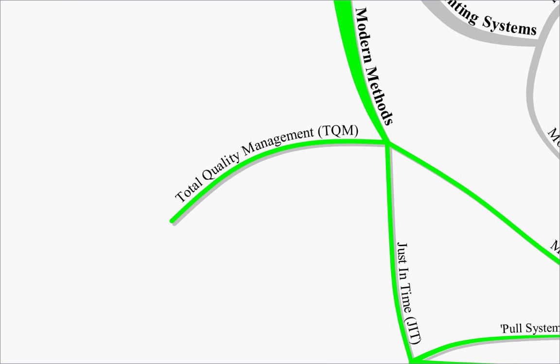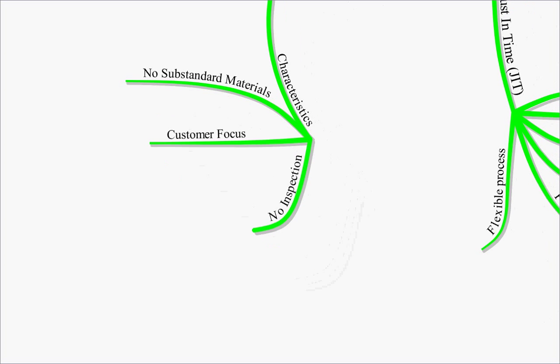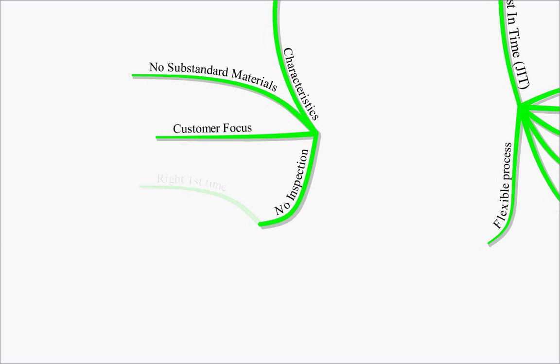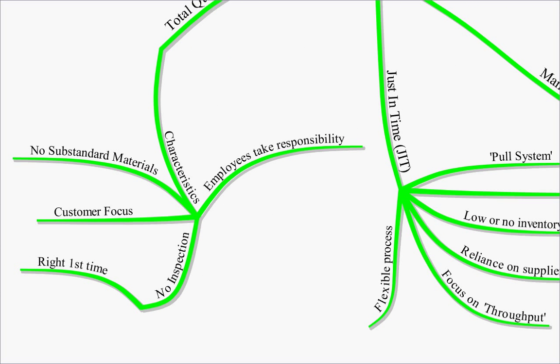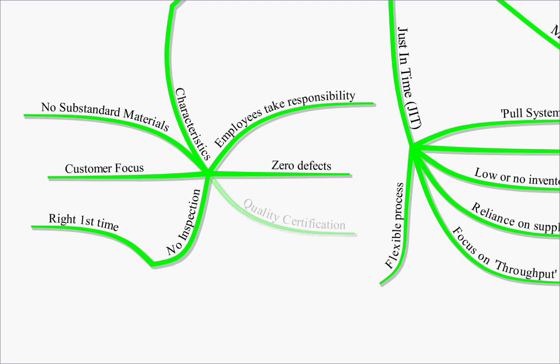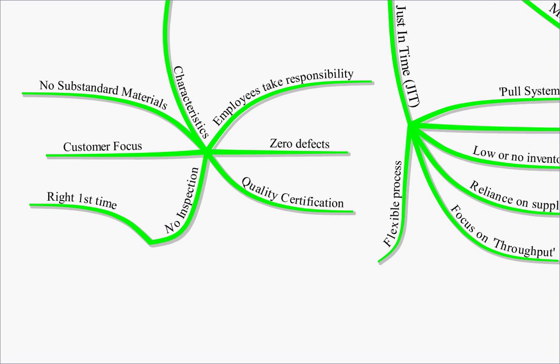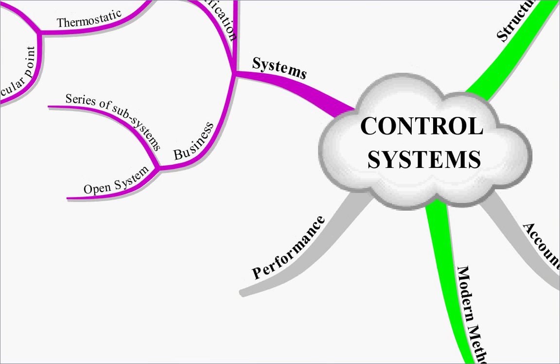This is related to total quality management. Characteristics of this are that firstly there should be a customer focus. There shouldn't be any substandard materials, which means that no inspection is required. You get it right first time, leads to no inspections. The employees have to take responsibility for a TQM system. Everyone is responsible for quality. You need to focus on zero defects. You may implement quality certification, and you focus on the cost of poor quality and eliminating those costs. Okay, so those are some modern methods.